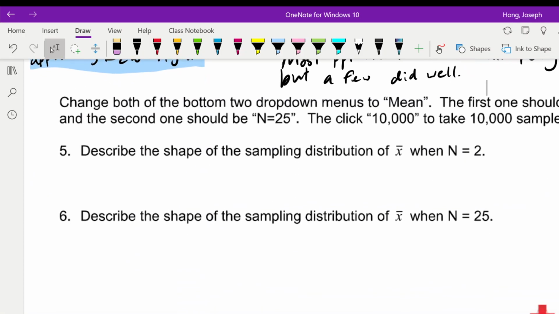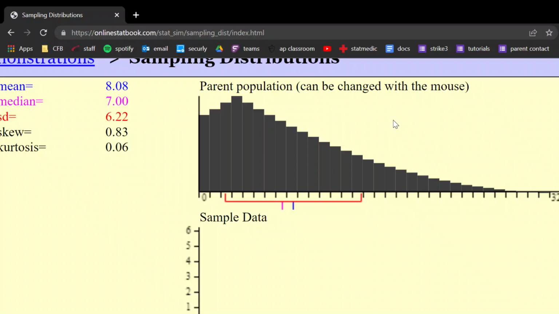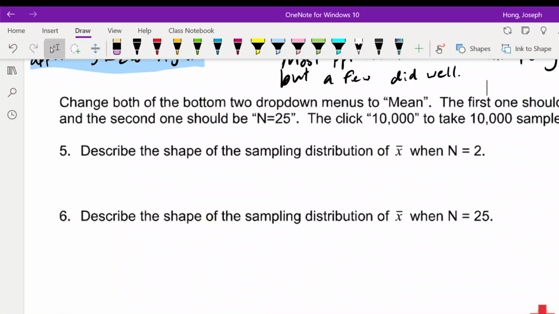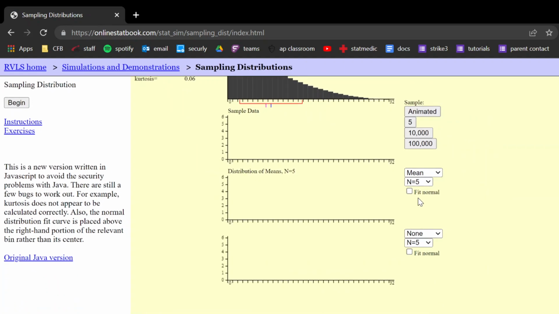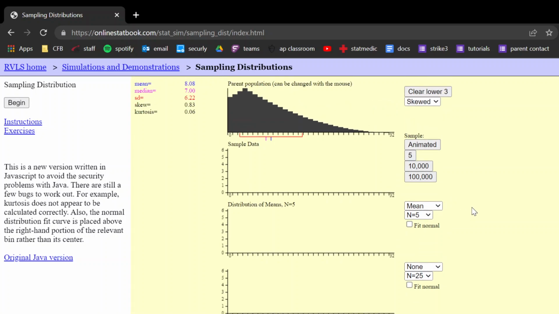So if we change both the bottom drop down to mean, one should be n equals 5, and the second should be n equals 25. We're just trying to compare what would happen if my sample size is 5 versus 25. So we're going to take 10,000 samples here. Boom. Versus 25. Oh, mean 25. Here we go.